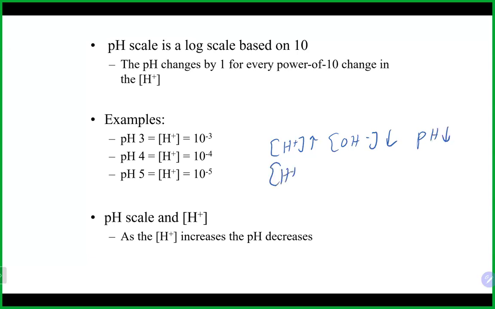As the H plus concentration goes down, we see an increase in the pH, or the OH minus concentration, and the pH will also increase in that particular case. Remember, again, the H plus and OH minus run opposite of each other. As one goes up, the other goes down. And again, it's the different concentrations of those in the solution that determines whether or not it is acidic, basic, or neutral.